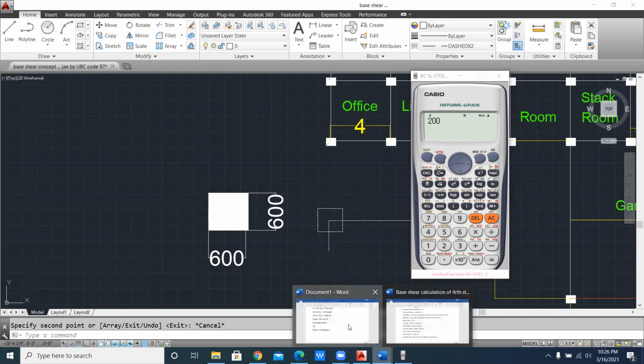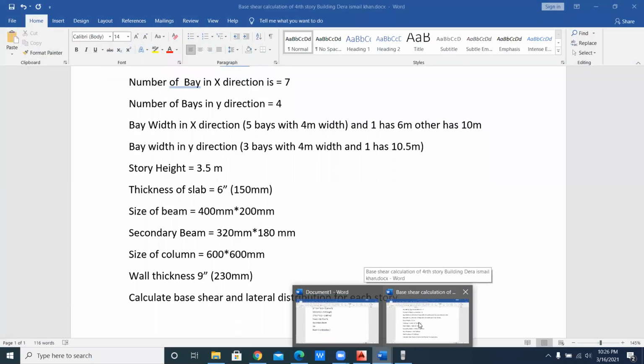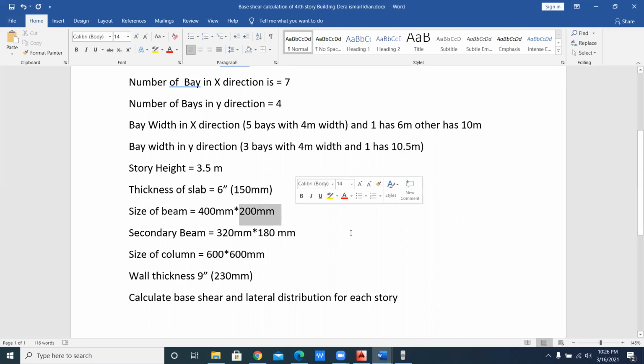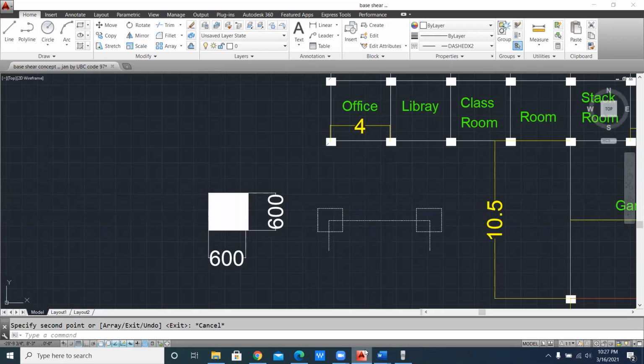Okay, so whenever you open this, you will find here that it is normally 200 mm. So you have to find out the minimum cover here, and you have to deduct both of these. You can deduct here, then you will find the value.